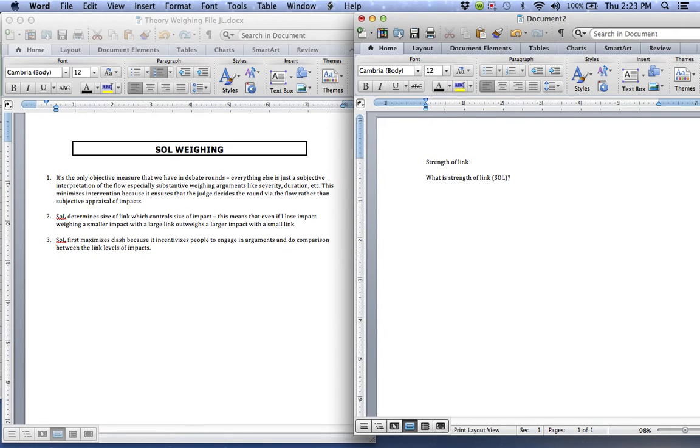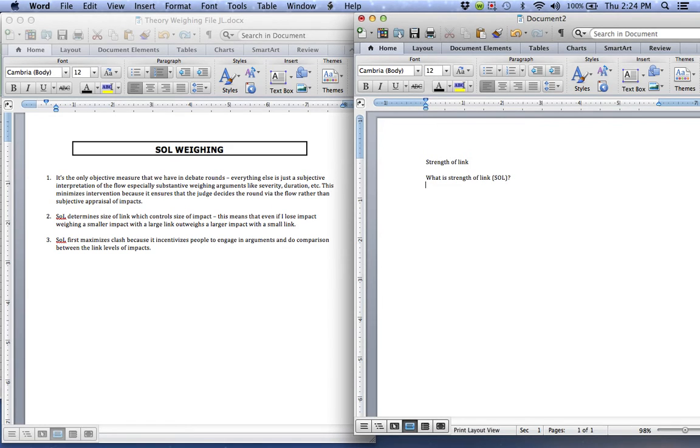So if you weigh and you say this link outweighs this link and that weighing is conceded, then obviously I would say link A outweighs link B, right? But let's say you say link A outweighs link B, and your opponent says link B outweighs link A, and there's a lot of clash on this issue. So it's not clear who's right. There's ink on all the issues, right?